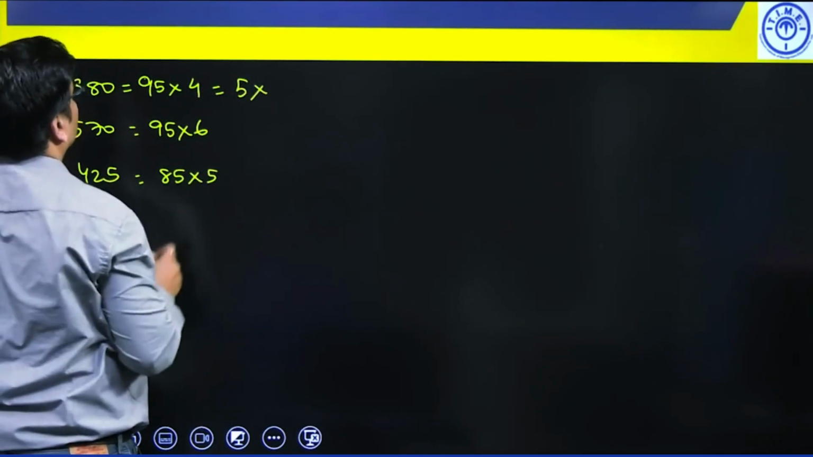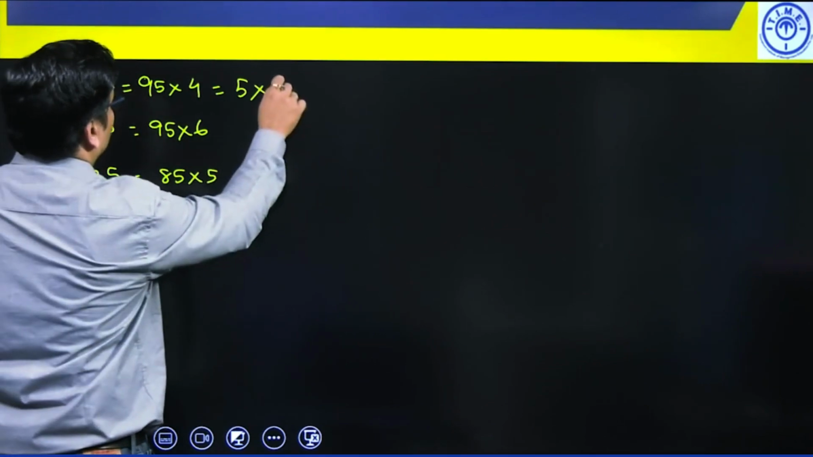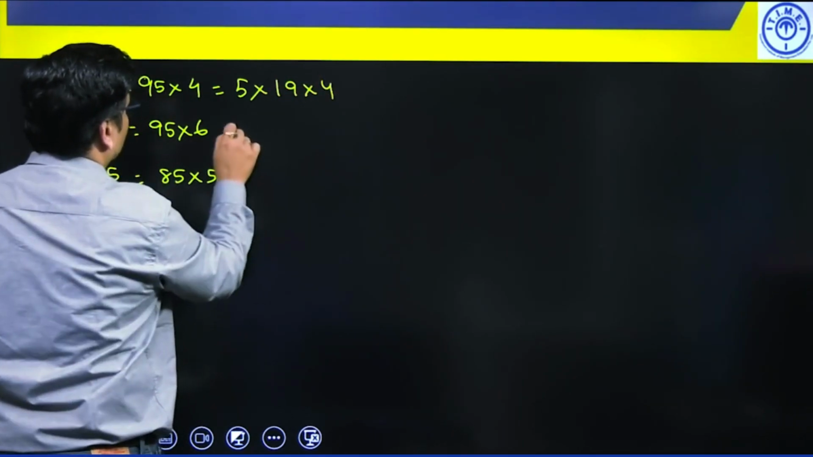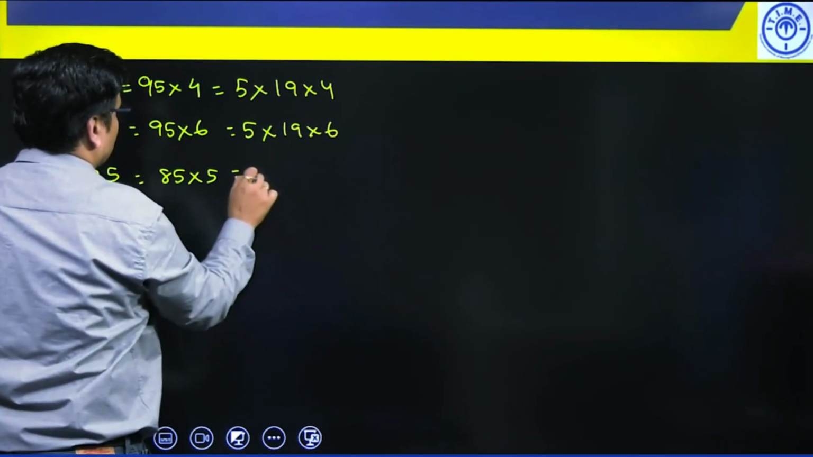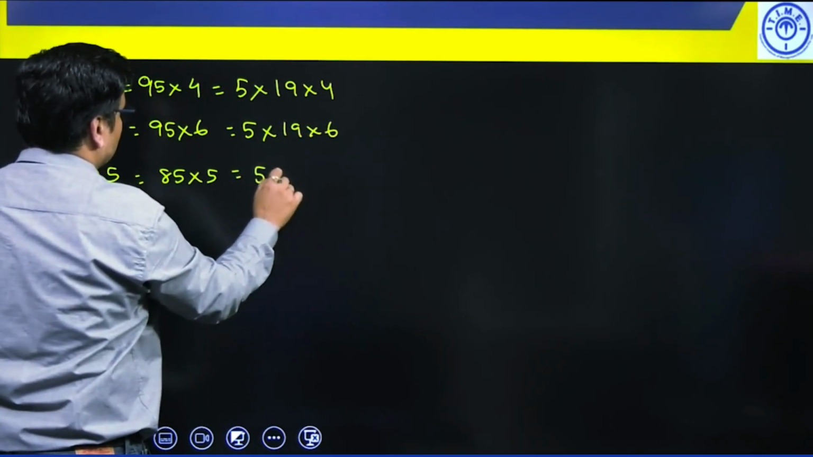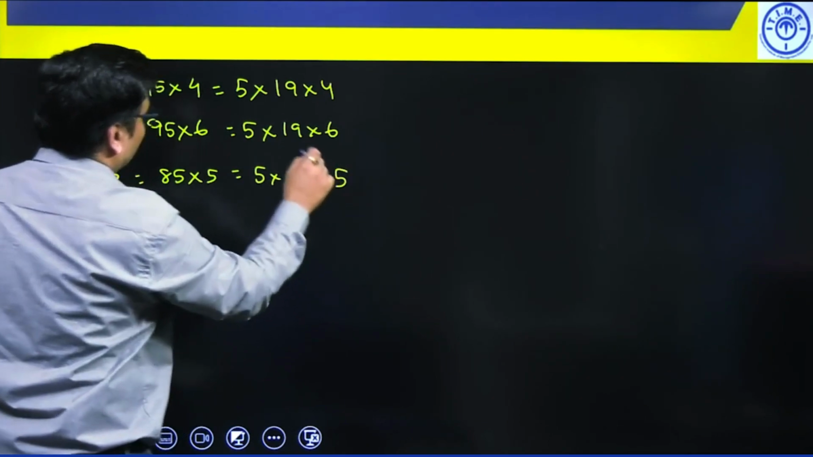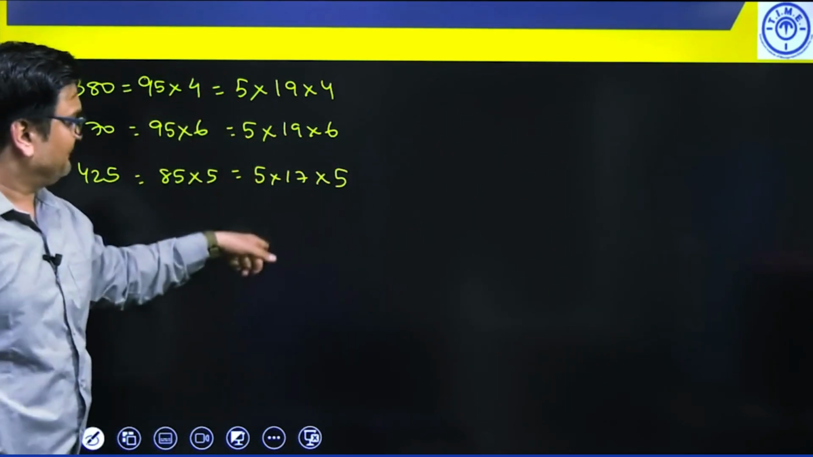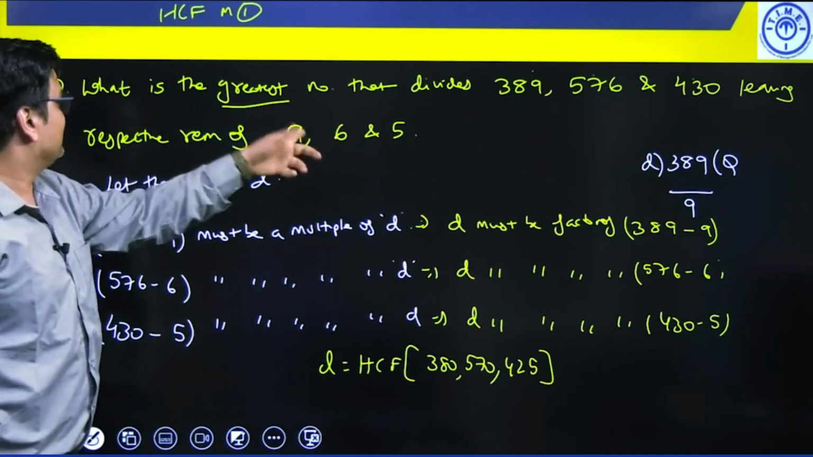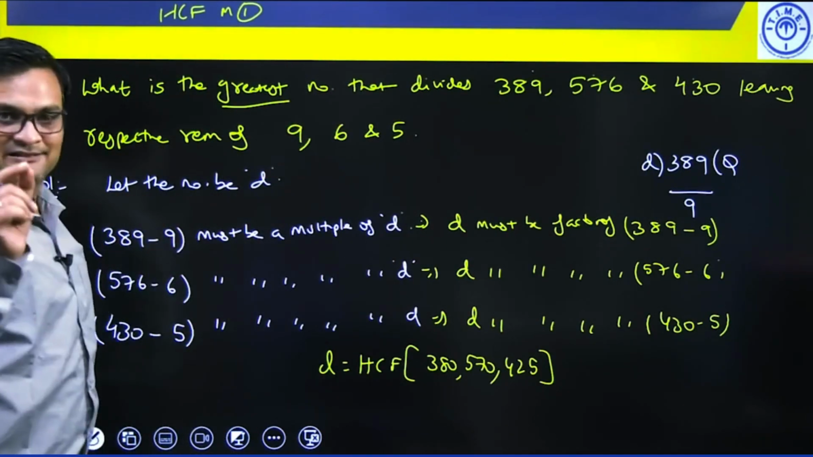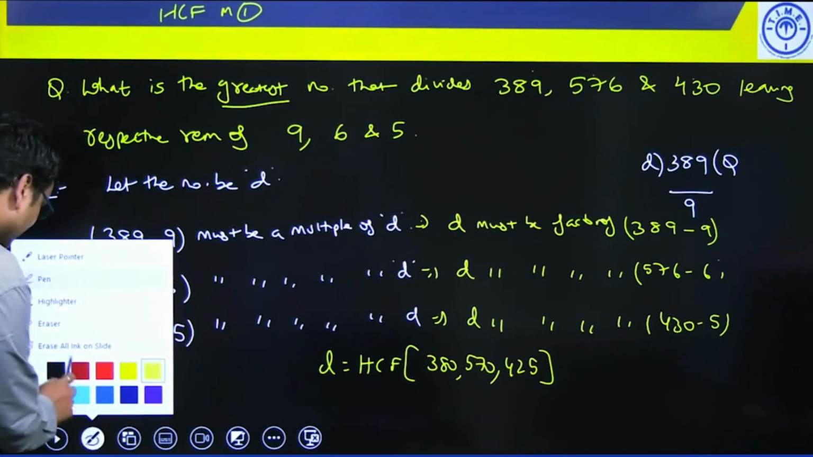So 5 into 19 into 4. Here it's 5 into 19 into 6. Here it's 5 into 17 into 5. Now we don't see any common factor except for 5. But that's not really possible because we are talking about remainders of 5, 6 and 9. So let me change the question slightly, a little bit, alright.